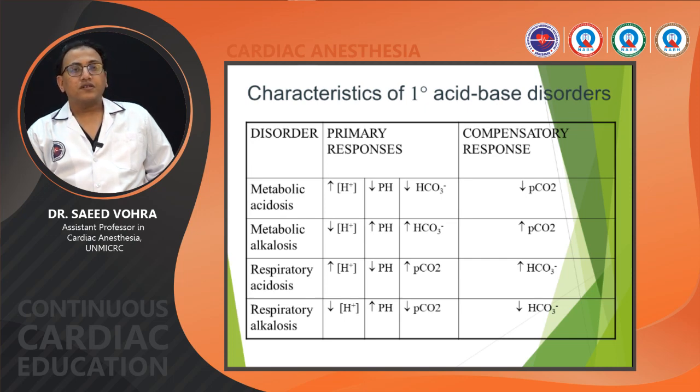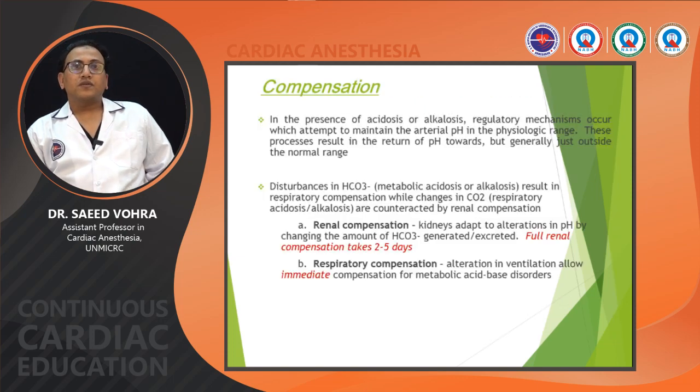Respiratory alkalosis has a decrease of H plus ion, an increase of pH, and a decrease in CO2, which is compensated by the body by decreasing bicarbonate. Compensation: in the presence of acidosis or alkalosis, regulatory mechanisms occur which attempt to maintain the arterial pH in a physiological range. The compensation process results in return of pH towards normal, but generally it is just outside the normal range.